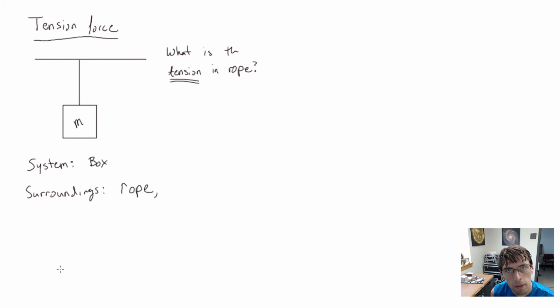Okay, that's one thing. And the second one is a non-contact force, one where there's a force exerted between the box and presumably, again, the earth. That would be the gravitational force. Okay. So we've got our system and our surroundings. Let's go ahead and draw next the free body diagram. So go ahead, pause the video, draw a free body diagram for this situation.